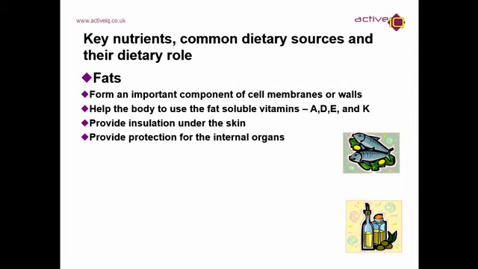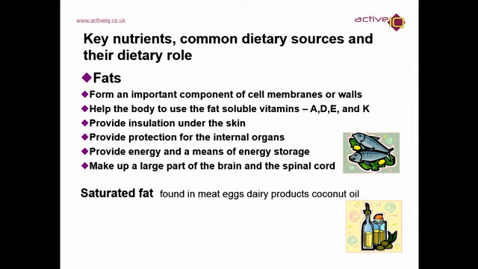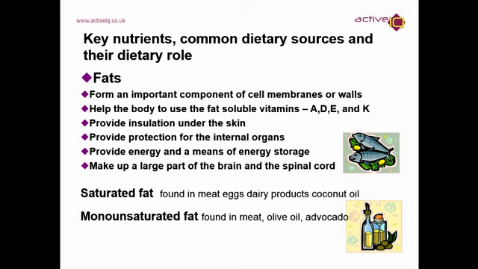And then we also have fats. So we've done carbohydrates, proteins, and we also have fats. And the purpose of the fat is it's an important component of our cell membranes and our cell walls. It also produces some vitamins that we need in the body.